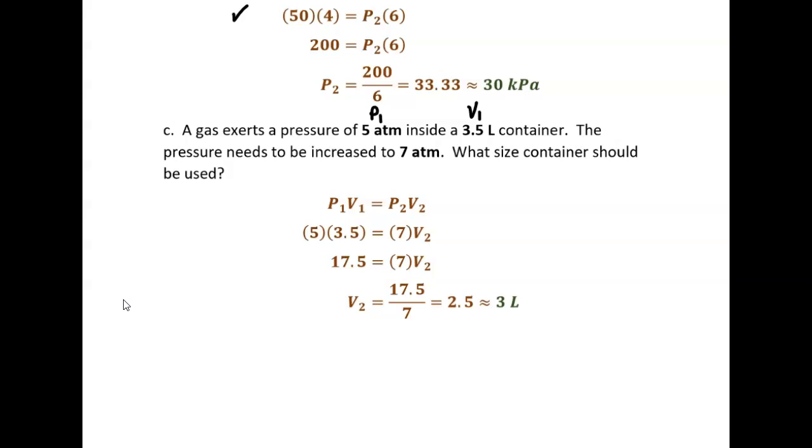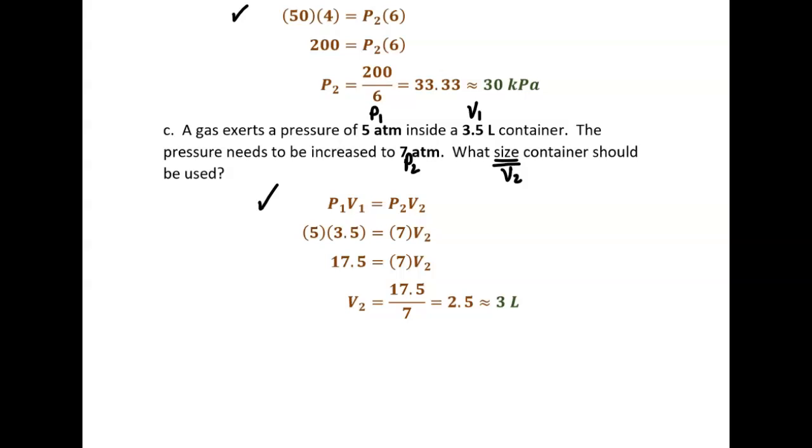The pressure is increased to 7 atmospheres. So that's pressure number 2. And then when it asks what size container, that would be V2, right? So we have this story problem. We've paid attention to the measurements and identified their P1, V1, P2, V2. That's how we know to use Boyle's law.